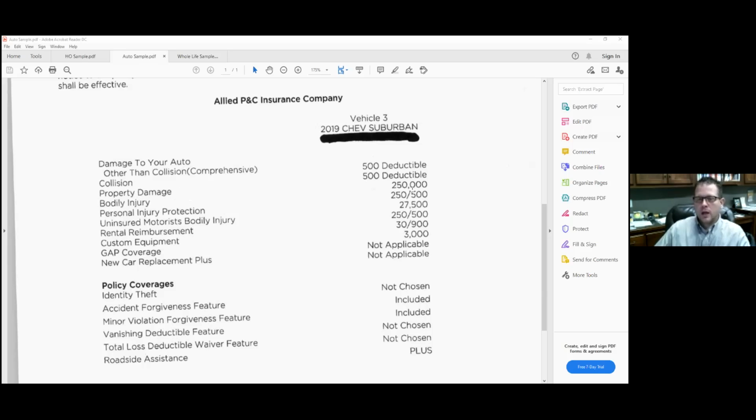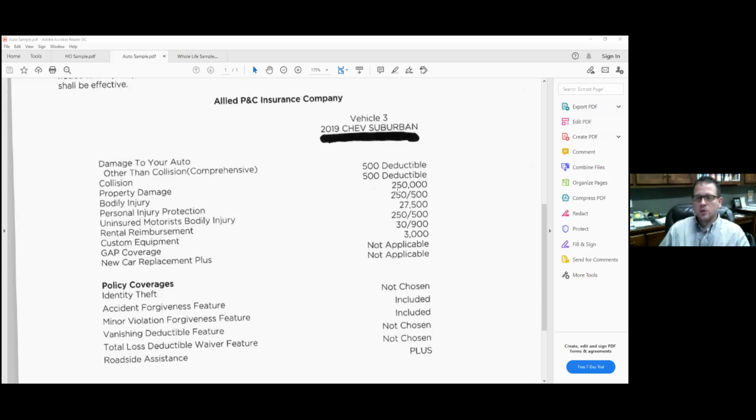In this particular case, this customer is carrying a limit of $250,000. I probably provided a bad example here because typically what I see in the marketplace would be $100,000. But I've talked with this customer and we've increased their limit to $250,000.